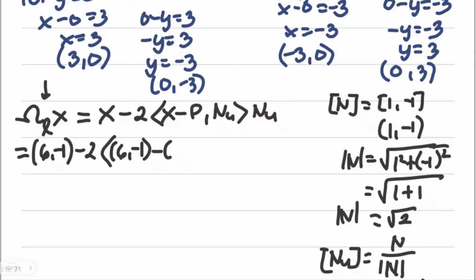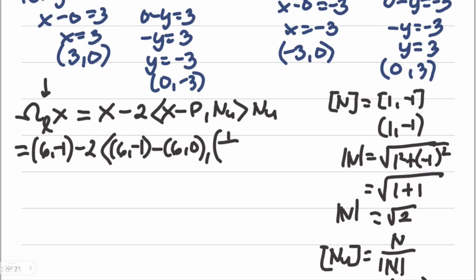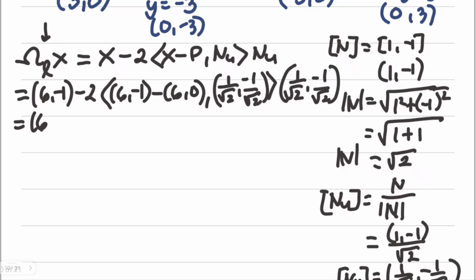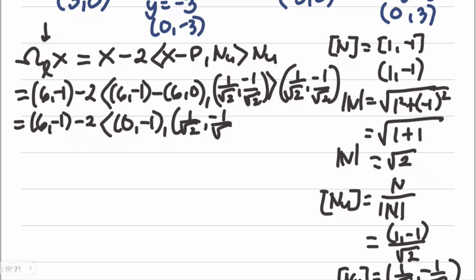So you have minus (6, 0), times the unit normal vector at the bottom, (1 over square root of 2, negative 1 over square root of 2), inner product of that, times the same unit normal vector. Okay, so we are going to simplify this first, that inner product. So we will have here (6, negative 1) minus 2, and then the result for this first. So still have the inner product of (6 minus 6, which is 0, and negative 1), with (1 over square root of 2, negative 1 over square root of 2).